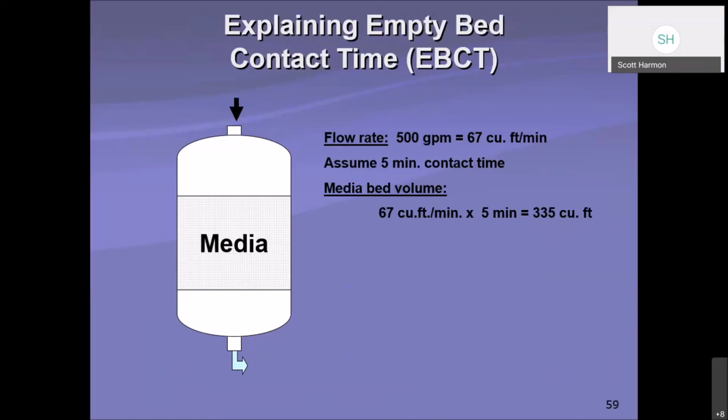So in the earlier slide, you saw something said EBCT. So it's empty bed contact time. This kind of explains mathematically what that means. So in the empty bed method, if you had a flow rate of 500 gallons per minute, it equals 67 cubic feet per minute. So you would assume the flow rate through that cubic foot of volume would be 5 minutes of contact time for that particular media bed, right? And the media bed volume calculation is used next to it.